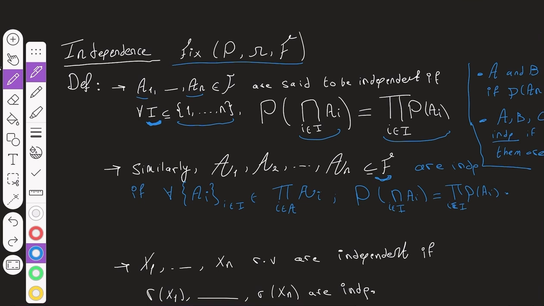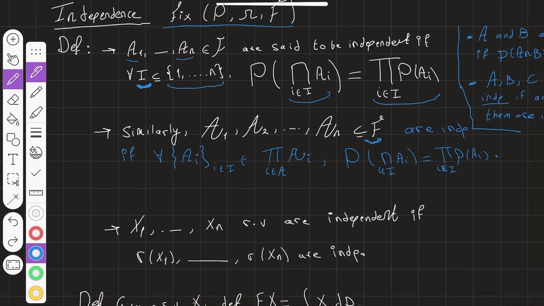So why are we doing this? Well, the reason we're doing this is because we want to define so-called independent random variables. You might have heard of this notion, but we want to make it precise. We want to make a definition here.